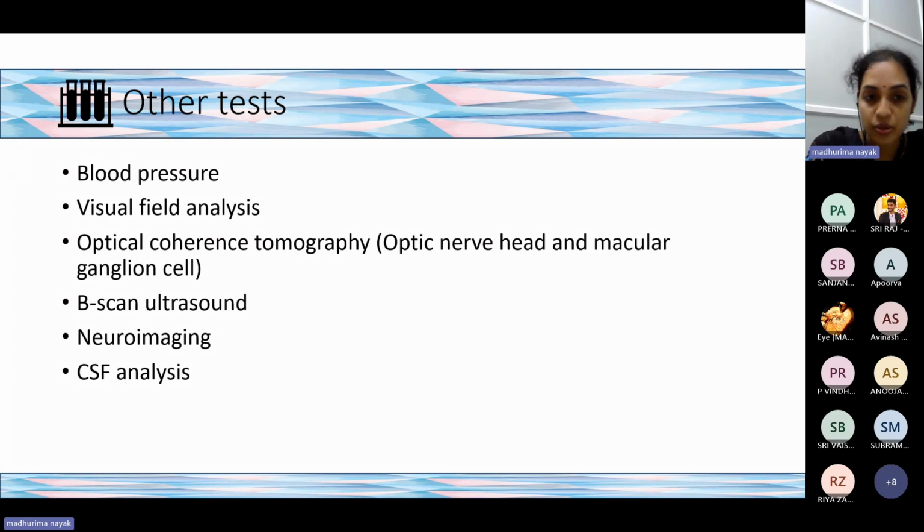Whereas B-scan ultrasound has a special place in my heart because it can nicely show you if there is raised intracranial pressure or not. So in this we do something called a crescent sign. You have to elicit a crescent sign. Anybody knows what it is? When you place the probe in a transverse scan position, you see the optic nerve sheath.